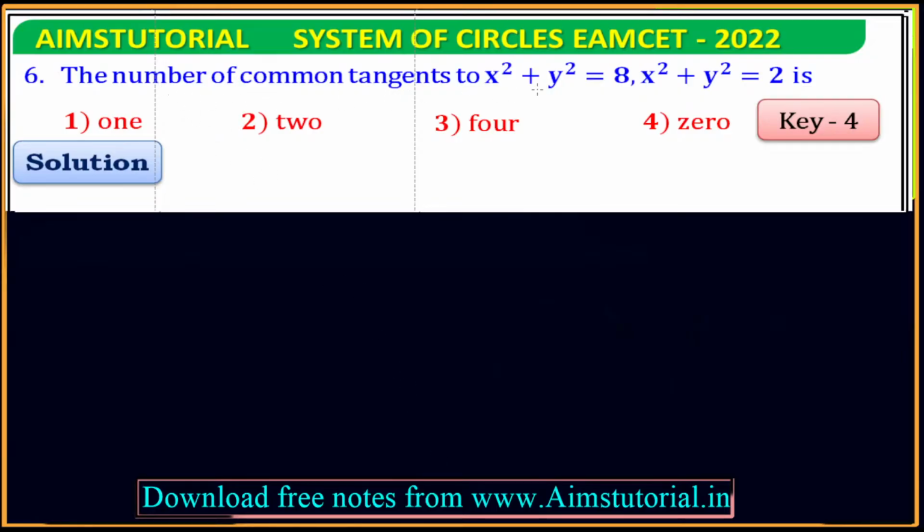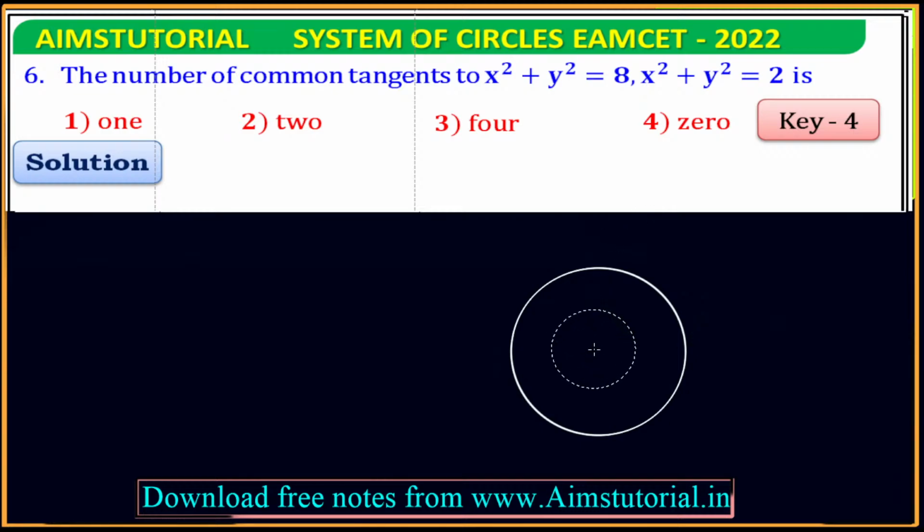The number of common tangents. Here two circles are given. One is x square plus y square equals 8. Its center is (0, 0), and radius is root 8.